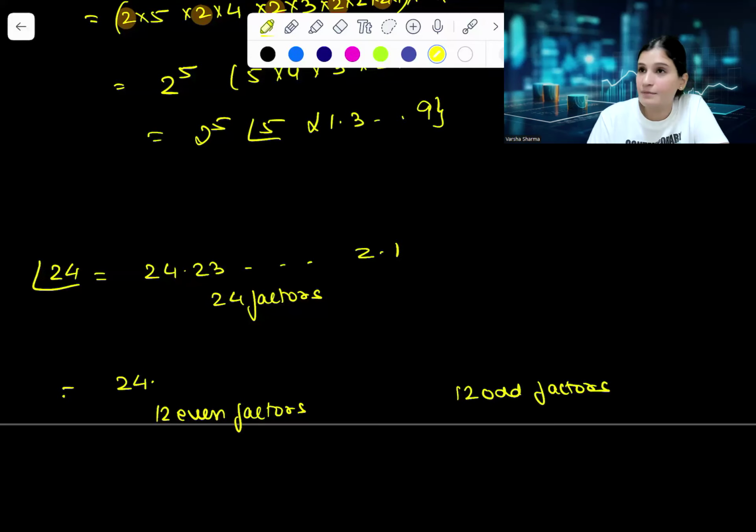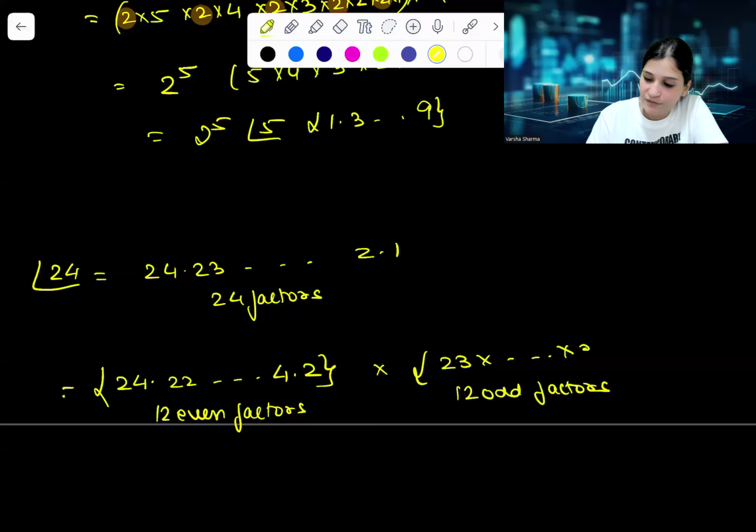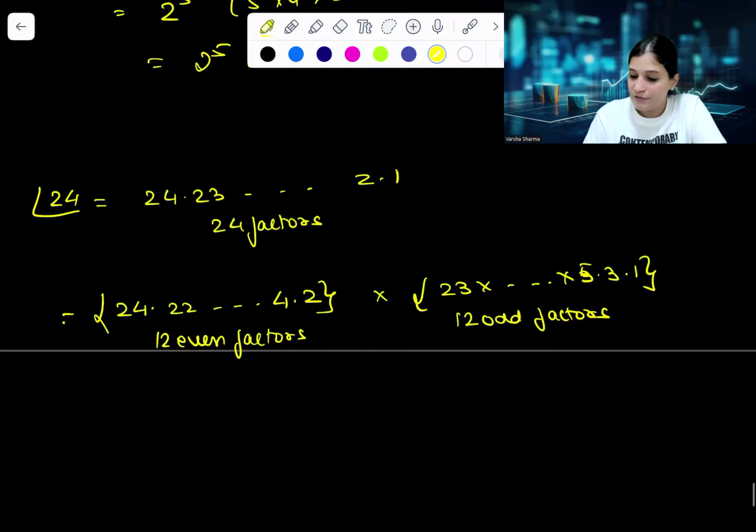Tell me the even factors. 24 is the first even number. Then 22, and I'll end up at 4 into 2, the last ones. And when I'm writing odd, it is 23, and the last ones will be 5, 3, 1. Any doubt? No, ma'am. If I want, I can write the odd numbers as 1, 3, 5 up to 23, because when you're multiplying, it doesn't matter.